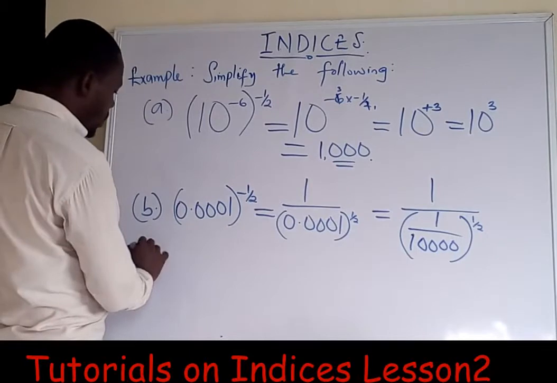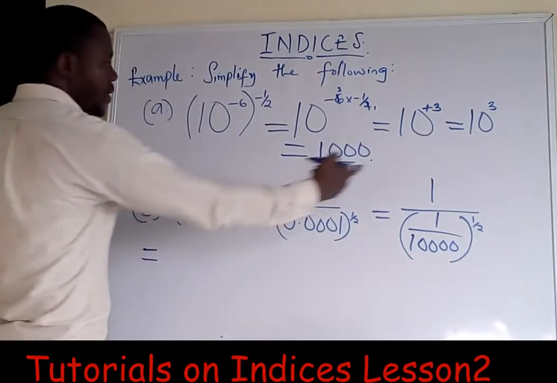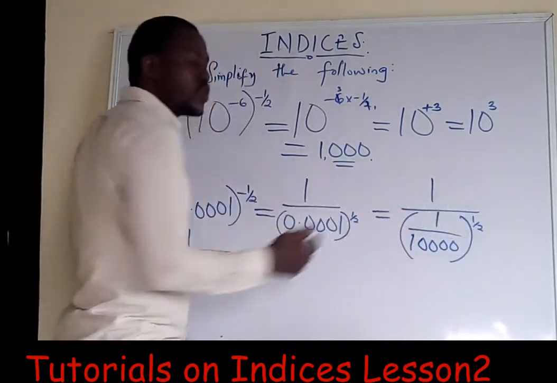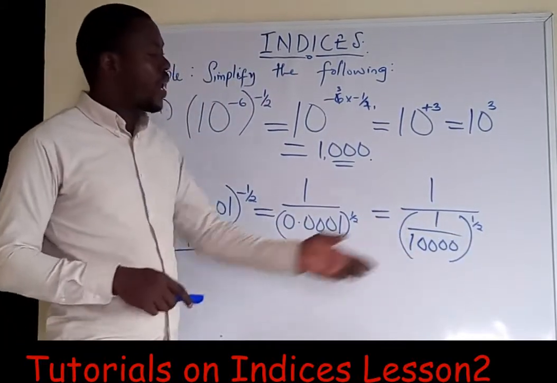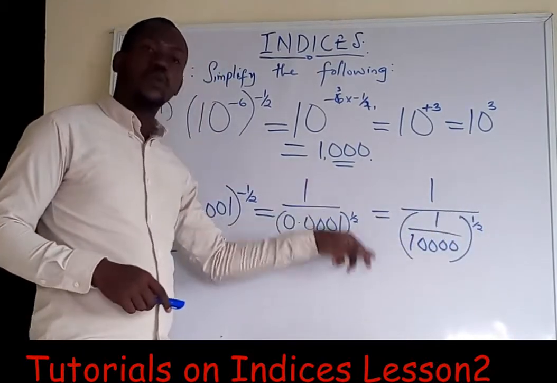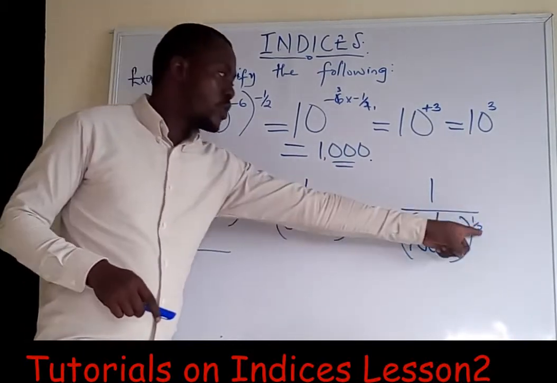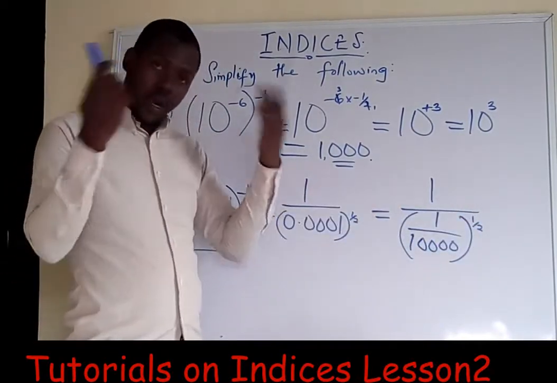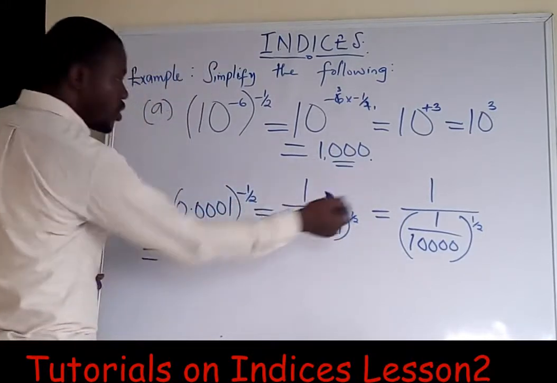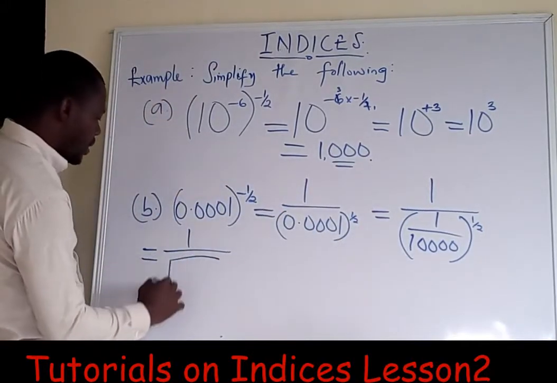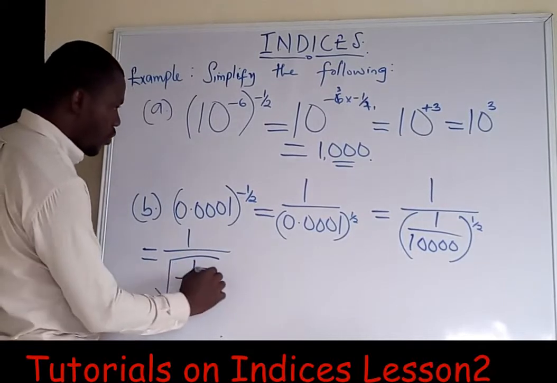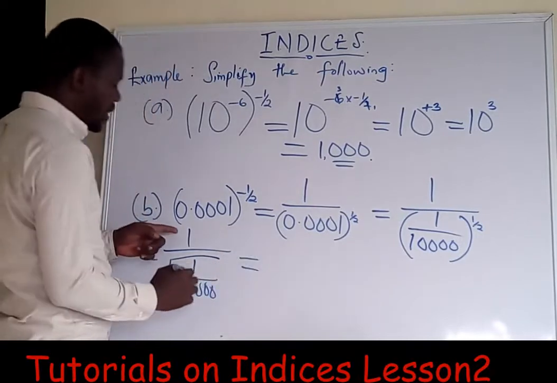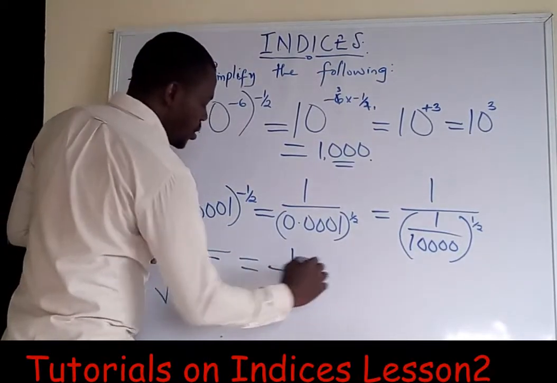Now the next thing I want to do is write our 1 over 10,000, raised to 1 over 2. One of our laws says that when we have something like this, it automatically turns to a root. This one will be a square root. If it is 3, it will be a cube root. If it is 4, it will be a fourth root, and so on. So 1 is still here, it's not under the square root.